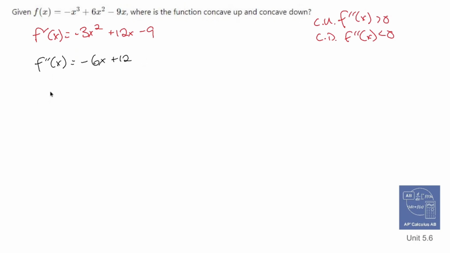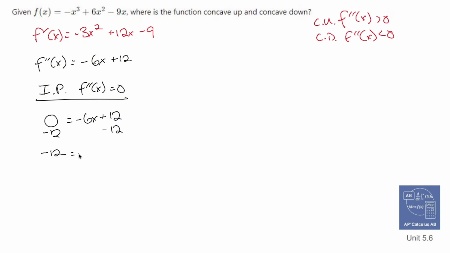Okay, so what I have to do is find my inflection points. My inflection points exist when f double prime of x is equal to 0. I'm going to have one inflection point, negative 6x plus 12, and that's going to happen at, well, let's see, minus 12, negative 12 equals negative 6x, divide by negative 6, divide by negative 6, x equals 2.